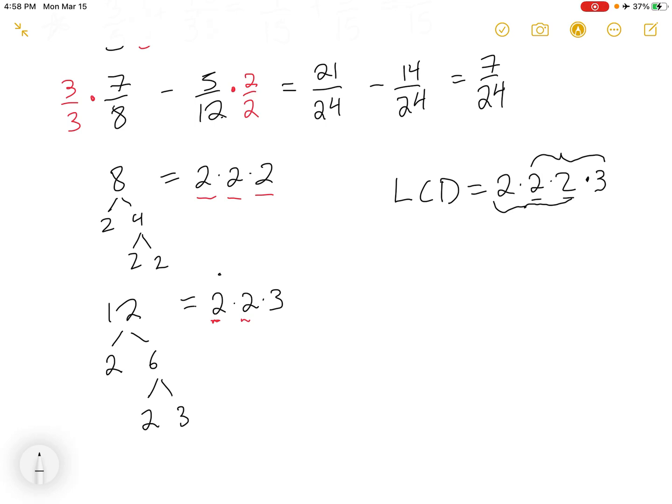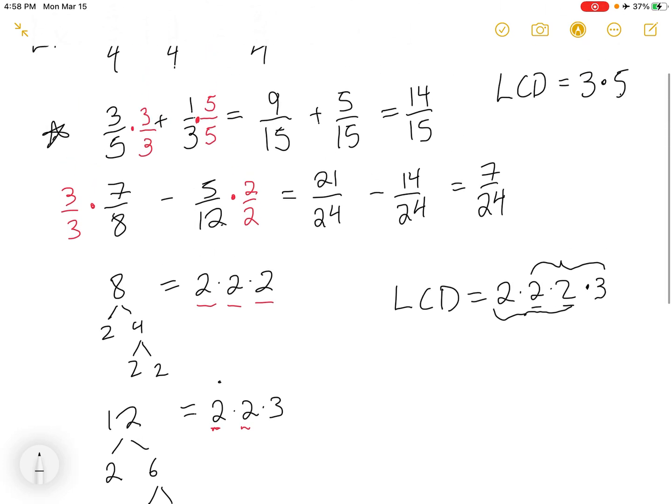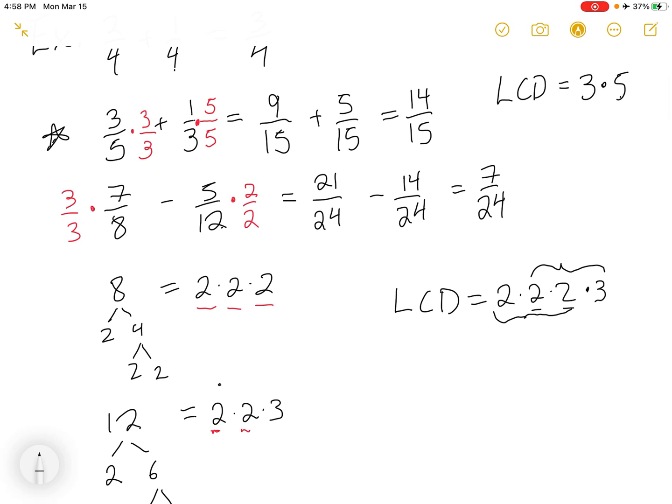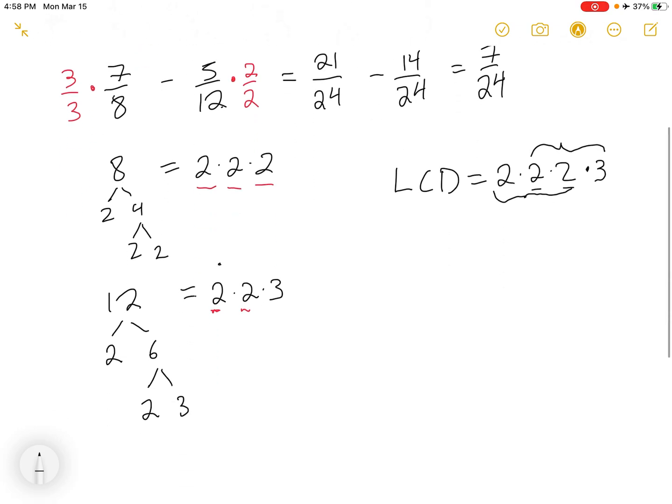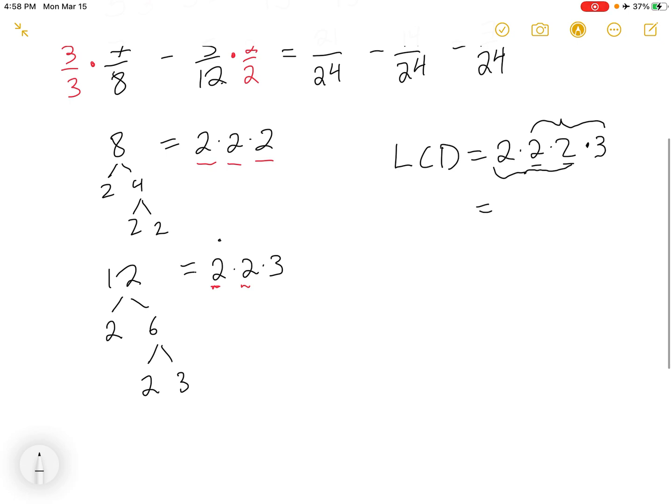And that's why the LCD was not 8 times 12. It's because 8 and 12 actually share primes in their prime factorization. Now that's not true for 3 and 5, and that's why when we were looking at denominators in 3 and 5, we had to actually multiply those 2 values together to get the LCD. Okay, so here the LCD is 2 times 2 is 4, times 2 is 8, times 3 is 24.